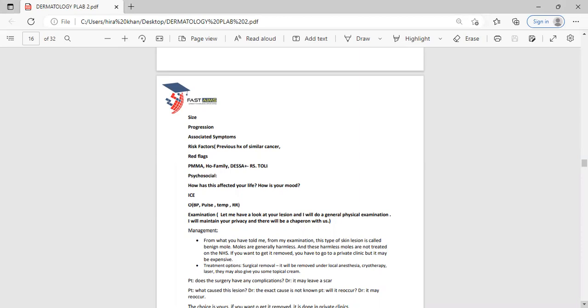Yes, as I have told you, these are harmless, and we can remove them. But I want to tell you something. This does not come under the NHS. The NHS does not provide this facility, so you have to remove it in a private clinic. Oh, okay. And it will be a little bit expensive.